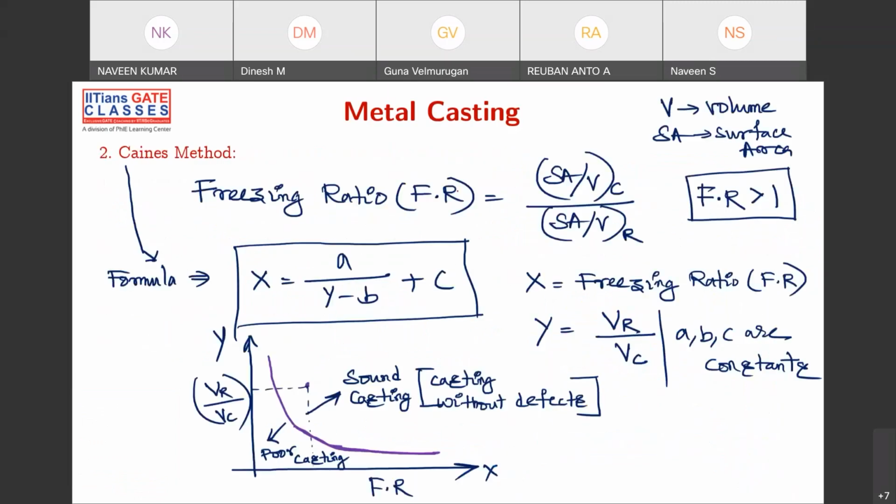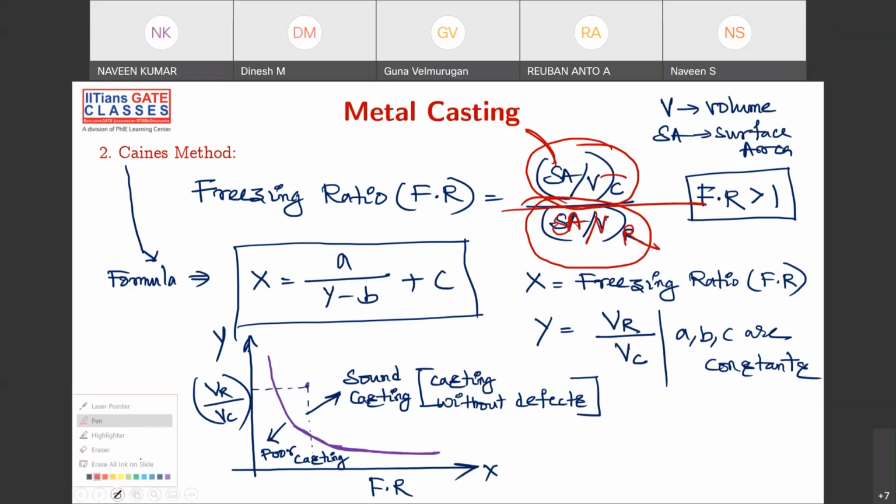And another thing is the freezing ratio. This is very important. The formula here is x is equal to a by (y minus b) plus c. Here x is nothing but the freezing ratio. Freezing ratio is defined like this: the cooling characteristic of the casting, that is SA by V of the casting, divided by the cooling characteristic of the riser, that is SA by V of the riser. That is, surface area of the casting divided by volume of the casting, total, divided by surface area of the riser divided by volume of the riser.